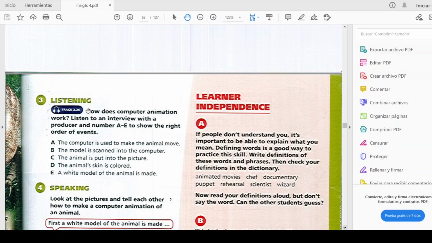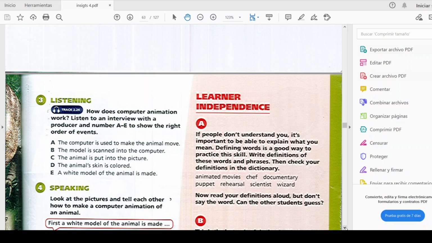This is a listening exercise. How does computer animation work? Okay, this is going to be like the process. How does computer animation work? And you are going to listen to an interview with a producer and number the sentences from A to E to show the right order of events. Okay, so you are going to decide if this is the first one, this is the second one, and so on. Okay, according to the audio that I'm going to send you, of course.